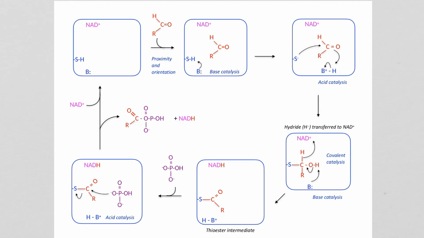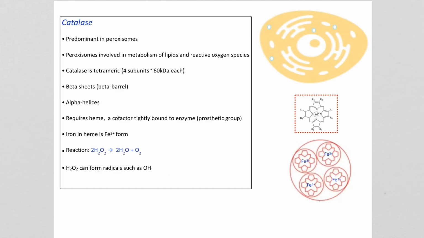So once again, just like chymotrypsin, we see enzymes using strategies such as proximity and orientation of the substrate to another substrate, base catalysis, acid catalysis, as well as covalent catalysis. So these are the kinds of strategies we see very often that are utilized by enzymes to make reactions go much faster. Now let's look at another example of an enzyme, and this would be catalase.